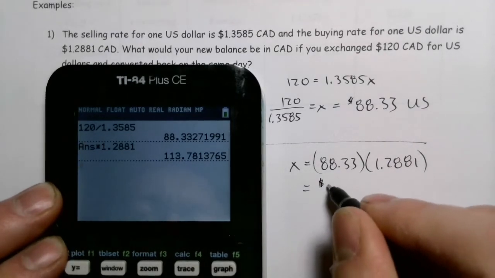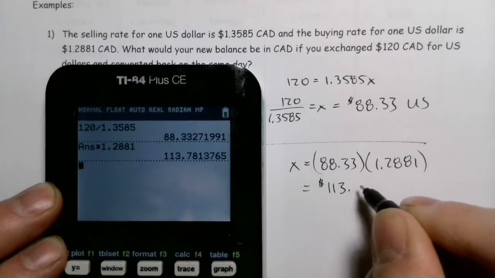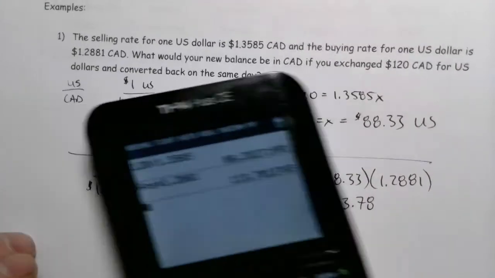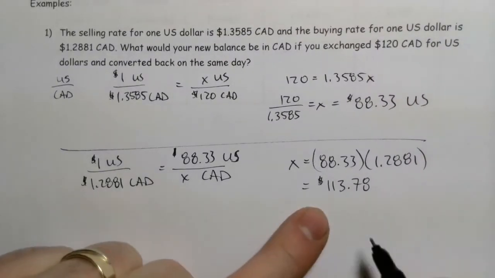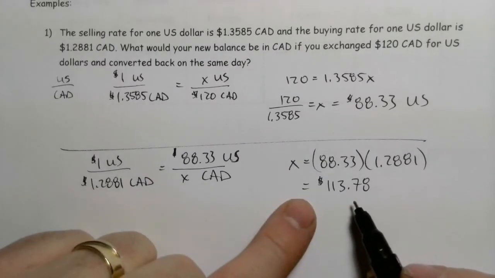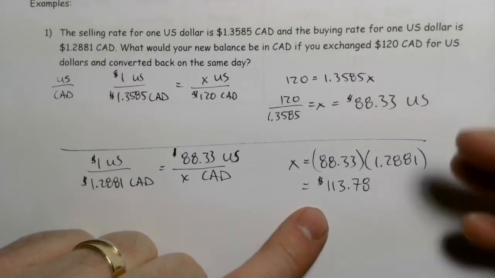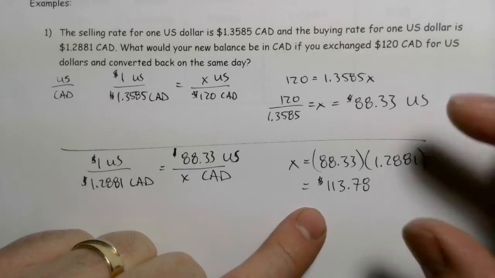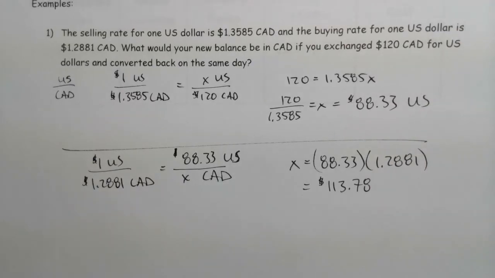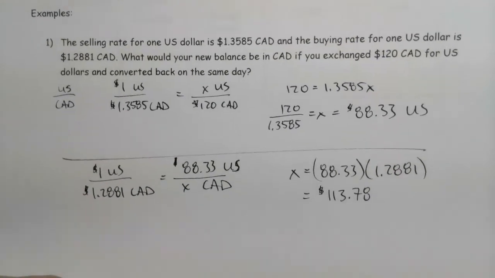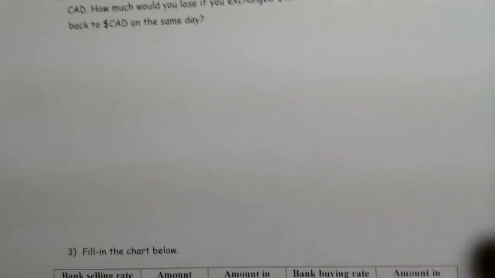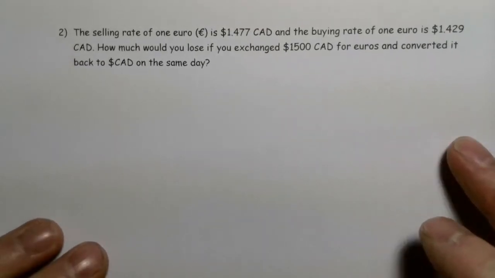And we get $113.78. So notice we lost a little over $6 in those two transactions. But again, that is this little bit of a, quote unquote, fee, if you want to think of it that way, the fee that the bank charges for doing this service.